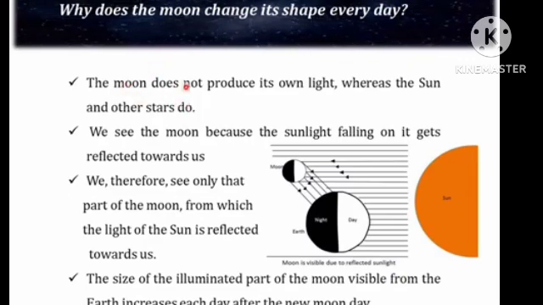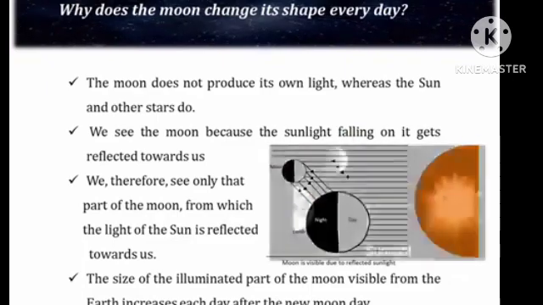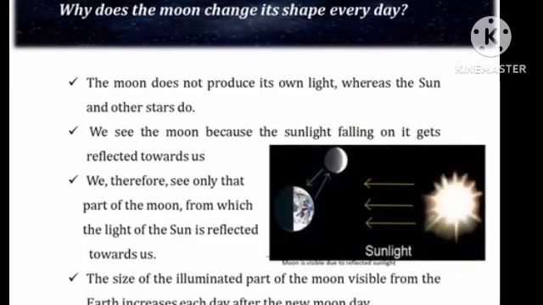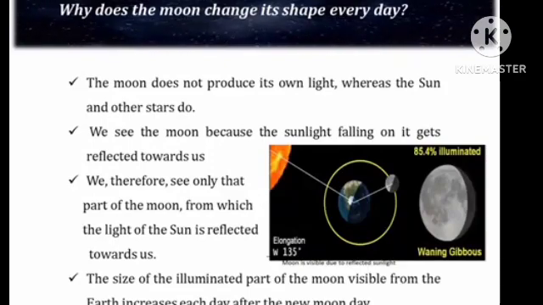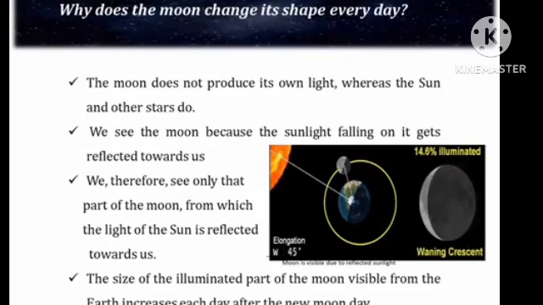That is, it does not produce its own light, whereas the sun and the other stars do. Then how are we able to see the moon? We see the moon because the sunlight falling on it gets reflected towards us. That is, we see the moon because it reflects the light falling on it from the sun. Hence, the shape that we see is that part of the moon on which the sunlight falls.